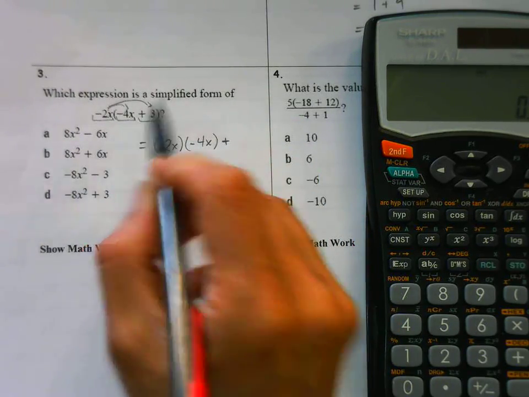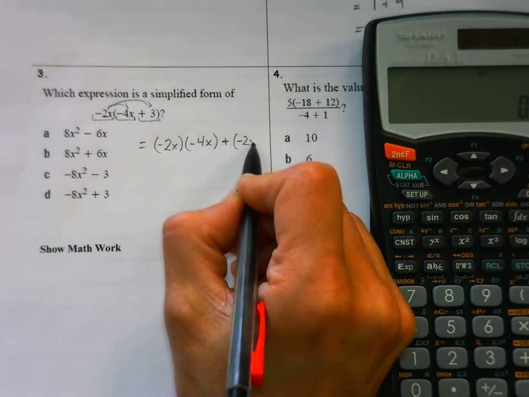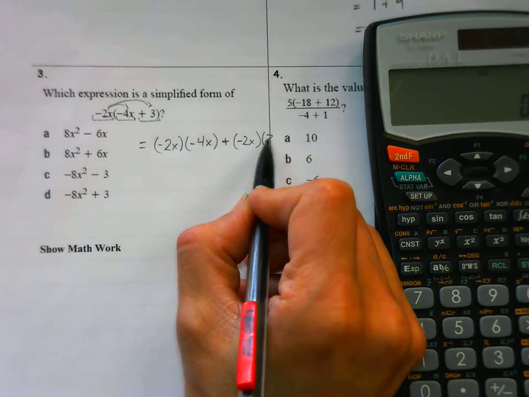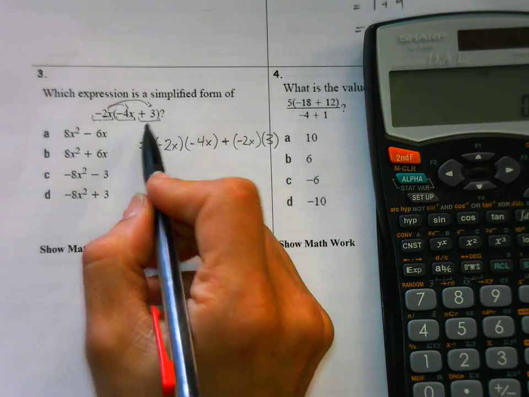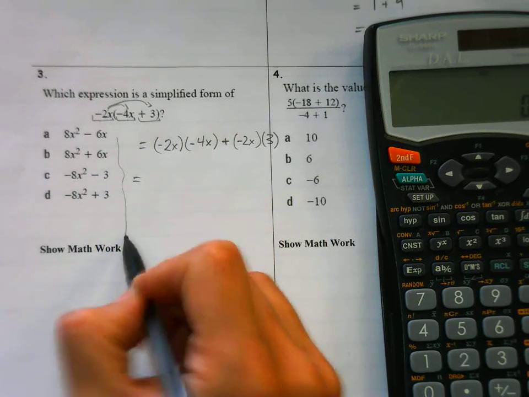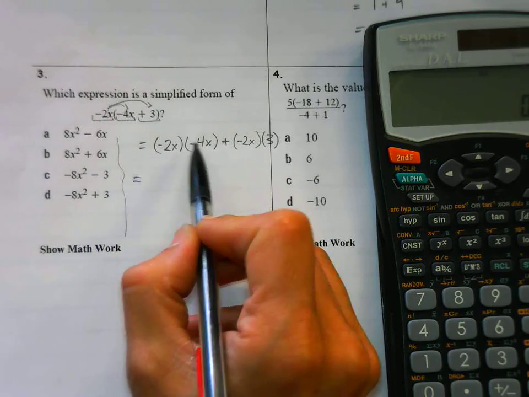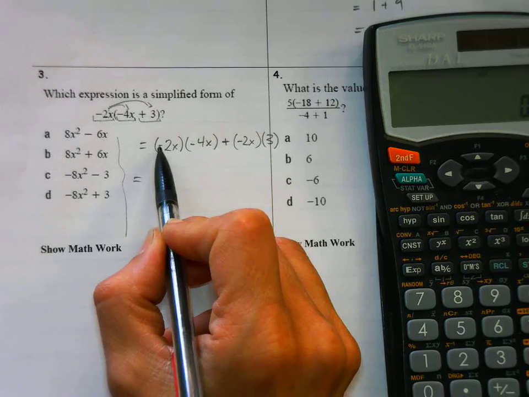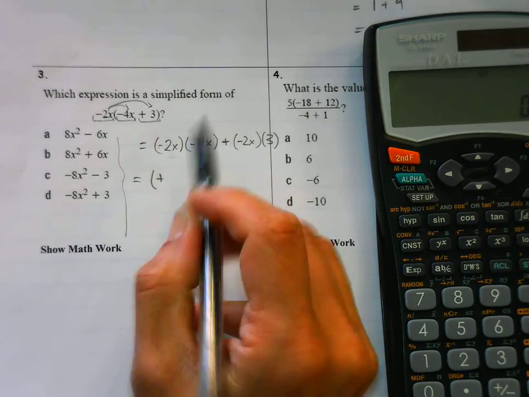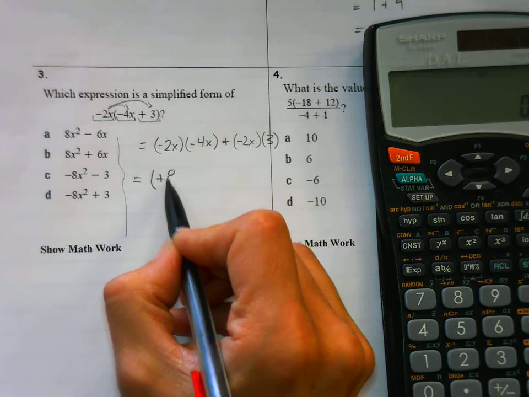Okay, then I want to add that, and there's my negative 2x again, because I need to multiply it by 3, which is the second term in the brackets. Now you go ahead and do the math. Negative 2 times negative 4. Well, it's a negative and a negative, which I know is a positive. And 2 times 4 is 8.